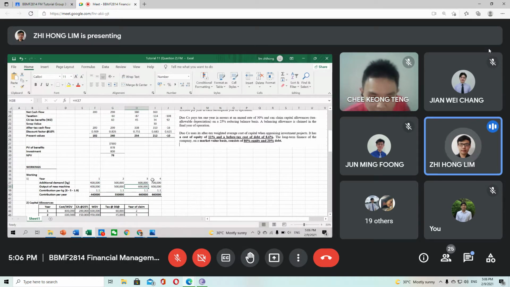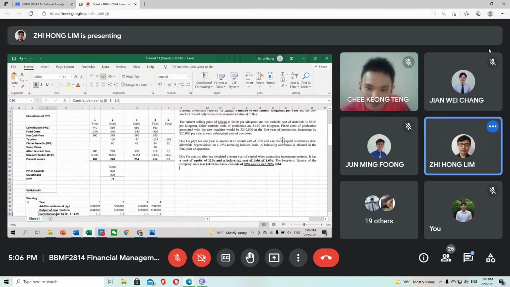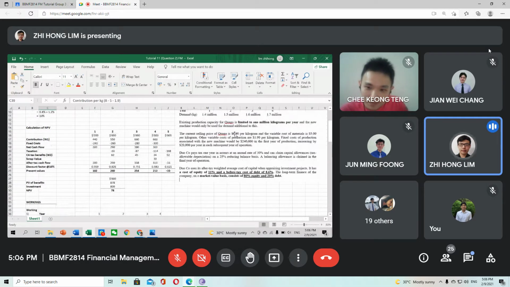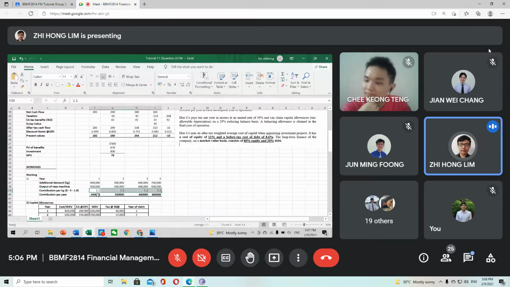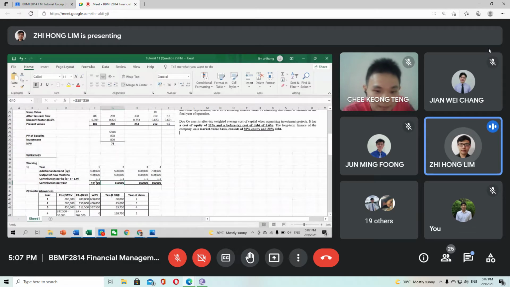For the 3rd year and 4th year, it will be the same. And the contribution per kg is using this 8 ringgit per kilogram, minus the 5 per kilogram, and minus the variable cost of 1.9 per kilogram. So we find out it is 1.1 for every year. So we just multiply the output of new machines by 1.1. Same goes for other years.